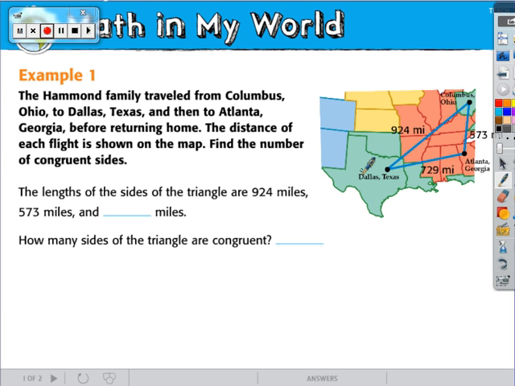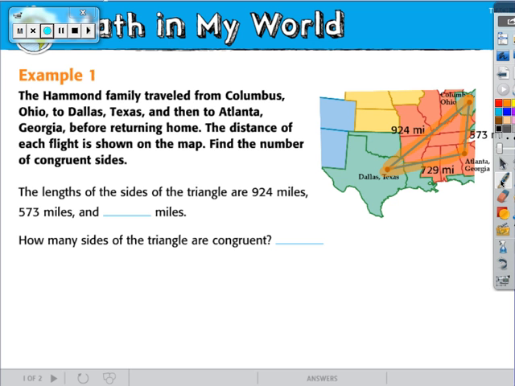Now, let's talk about the Hammond family. Yes, the Hammond family. See, the Hammond family traveled from Columbus, Ohio to Dallas, Texas, and then to Atlanta, Georgia, before returning home. The distance of each flight is shown on a map. Find the number of congruent sides. So if we look at our map, we can see that they flew 924 miles to Columbus, Ohio. Then they flew 573 miles to Atlanta, Georgia. Their last flight took them back home to Dallas, Texas. How far did they travel on their last flight?